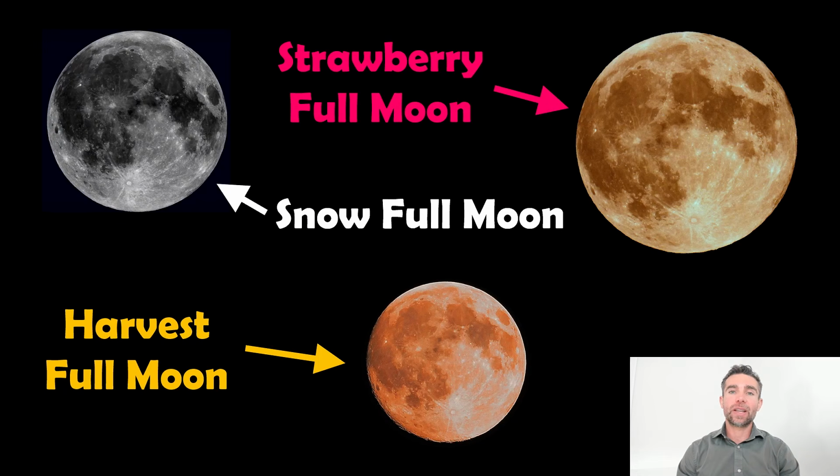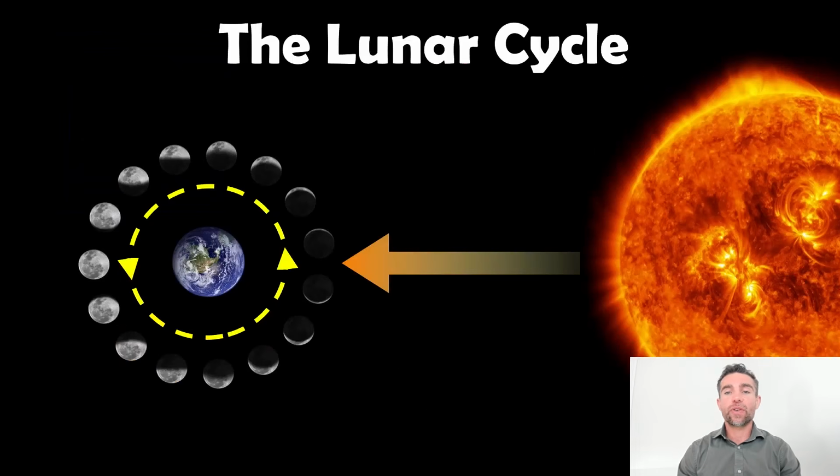My name is Phil and I'm a senior lecturer in astrophysics at the University of Lincoln, and I want to use this video to explain why sometimes we hear about full moons having a particular name like strawberry moon, snow moon, harvest moon, and why that might be the case.